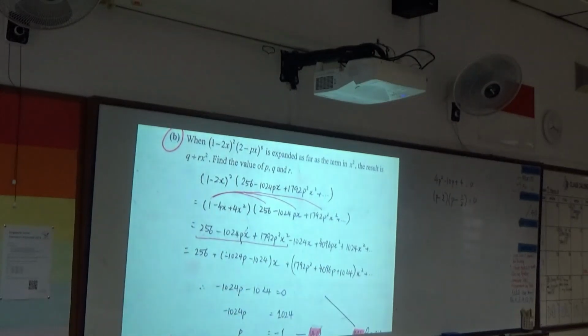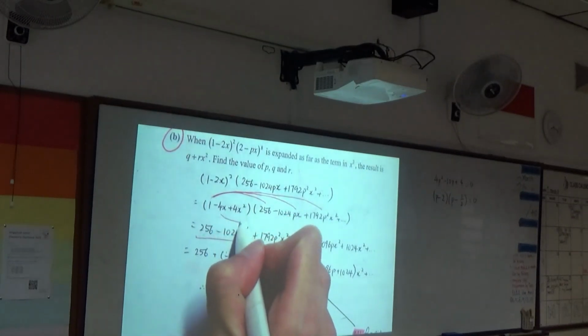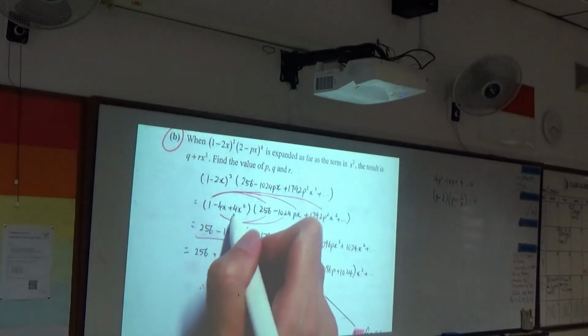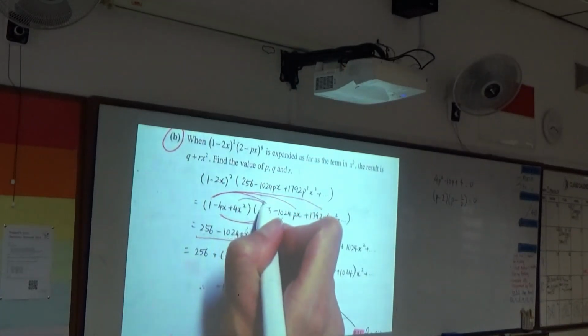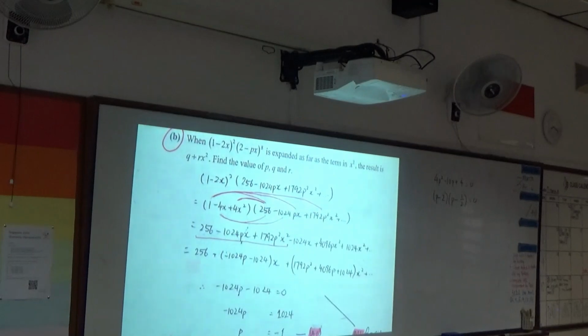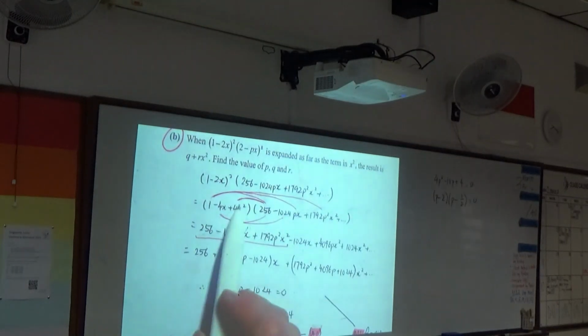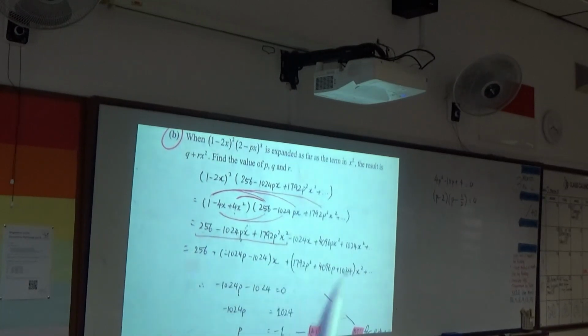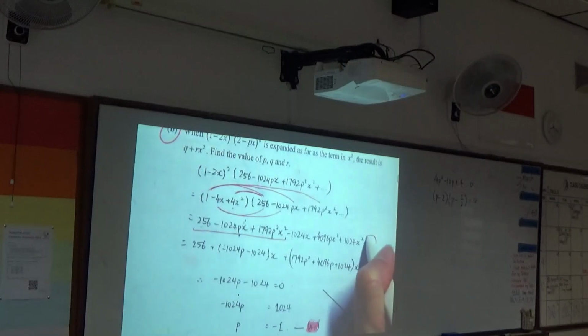Later on, you will need to do the minus 4x with your 256 as well as your 1024px. And then lastly, we need our 4x squared with just the 256. Because 4x squared multiplied with this 1024px, you will get an x cube term. So we don't need that. So again, remember to have the plus dot dot dot.